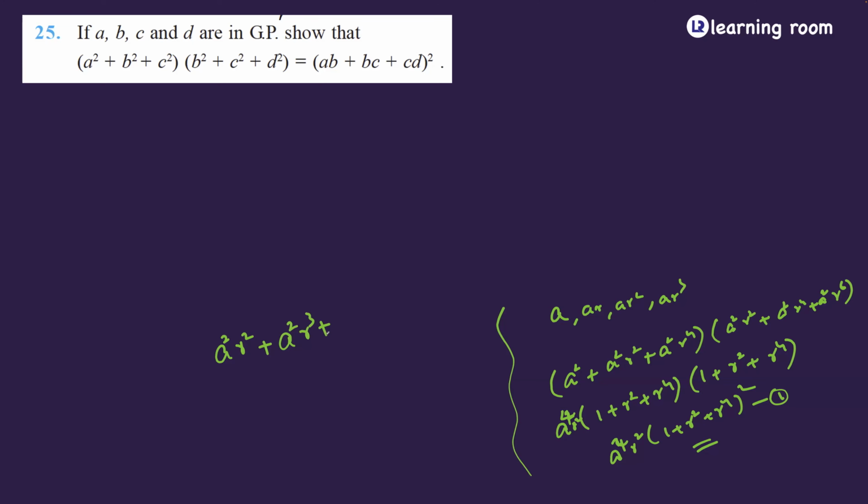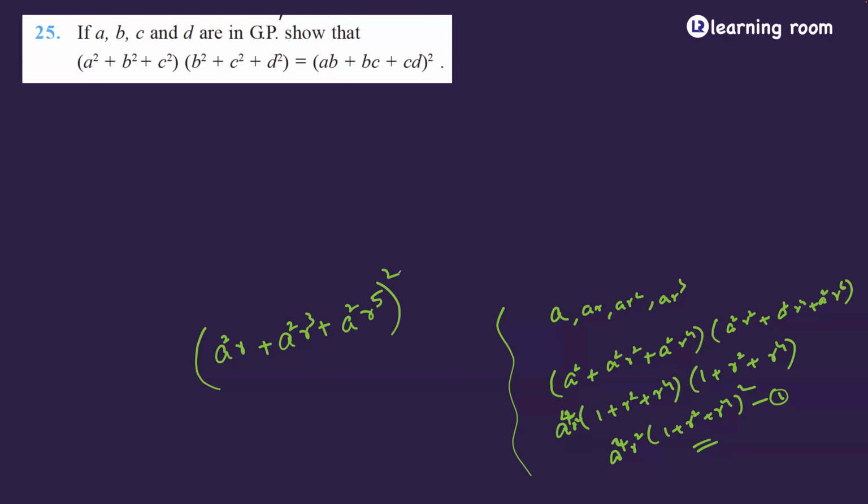AB is A square R. Correct. A B is A square R, then A square R cube. You got the answer actually.